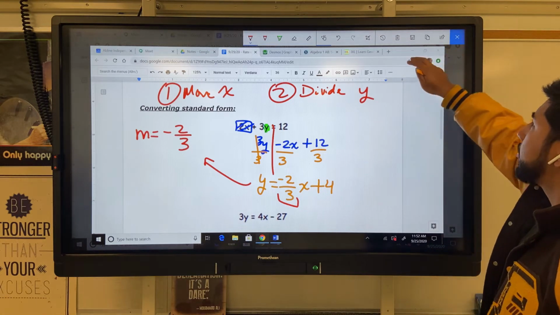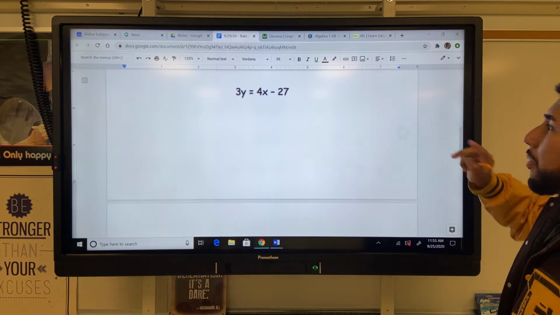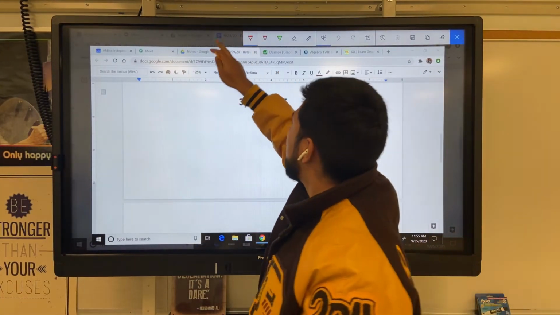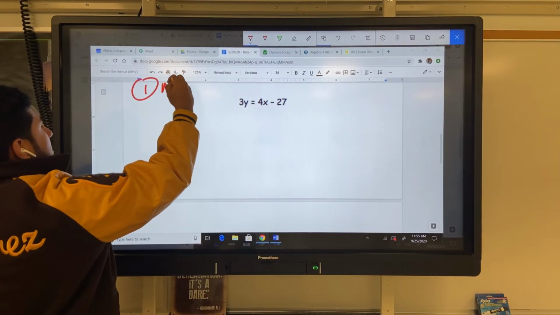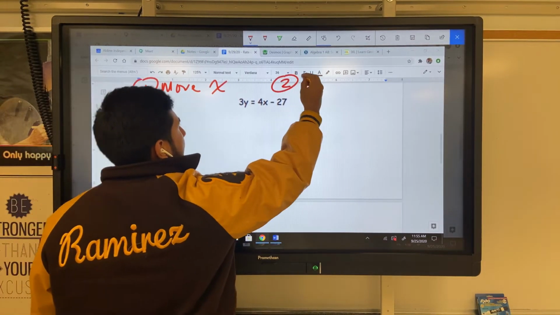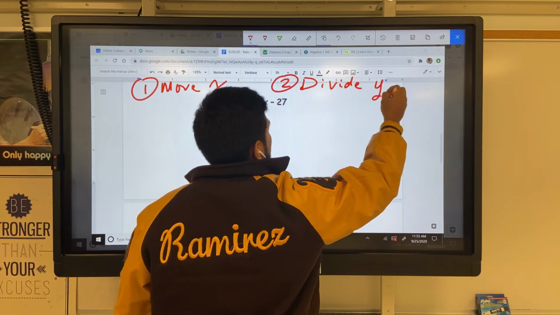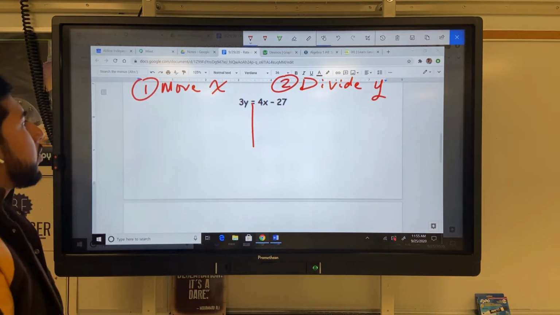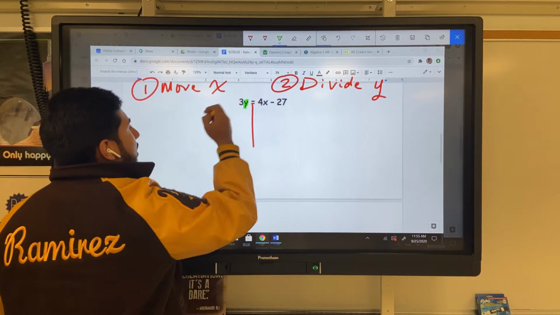Okay, next one. Remember, I want my y by itself. There are the 2 steps: move x, divide by y. Drawing the border. If you need a circle, make sure you know that I need the y by itself.